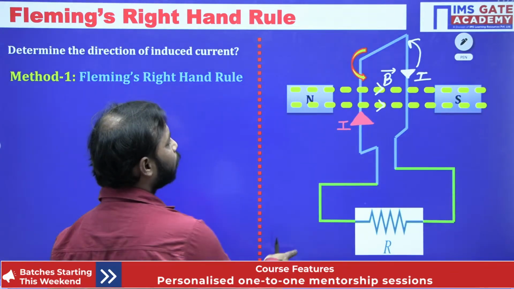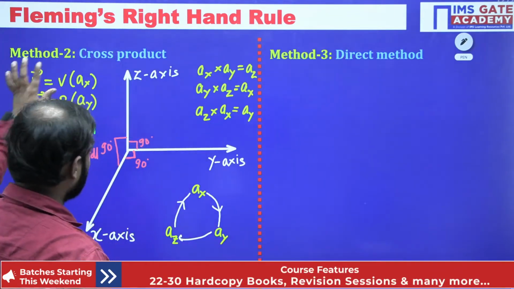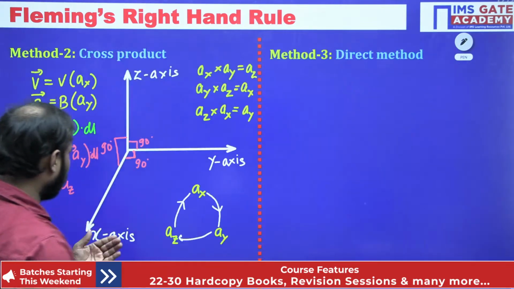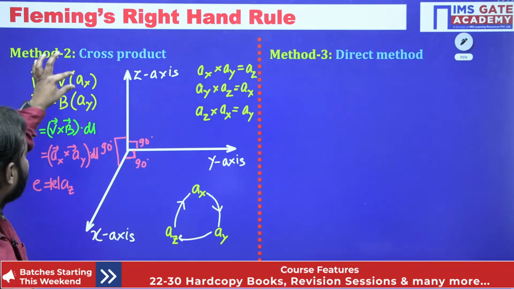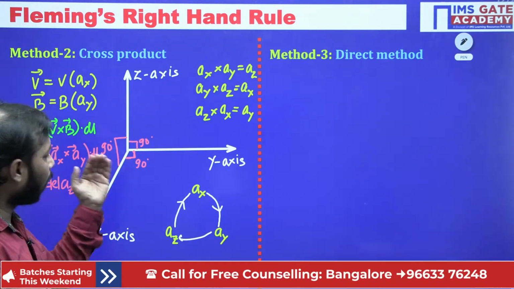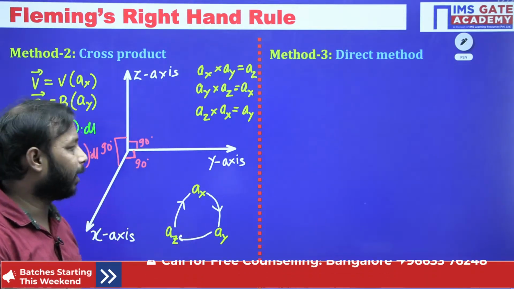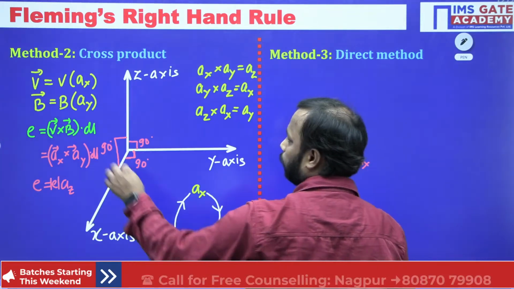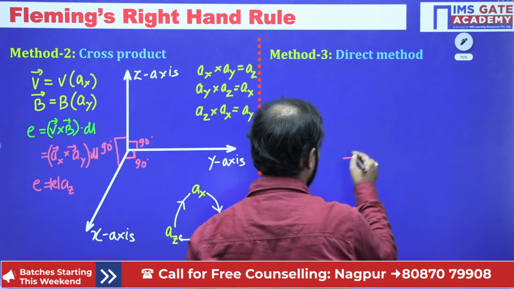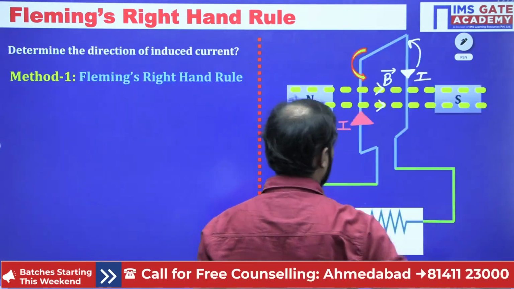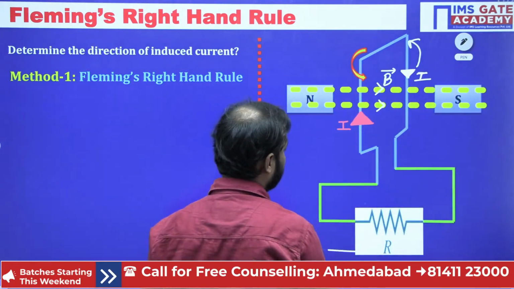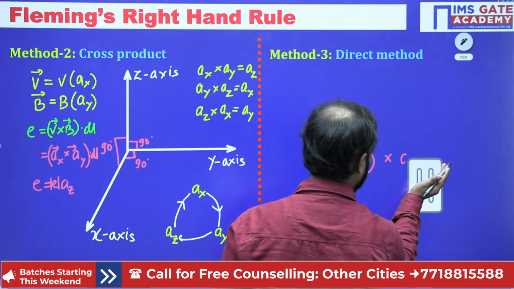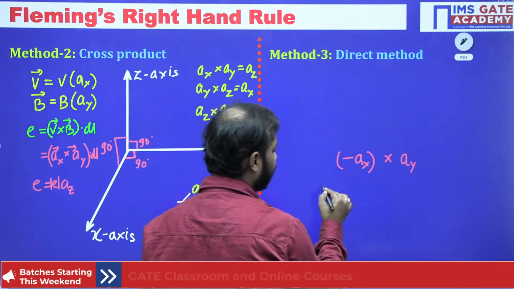Then we can also verify by method 2. Here velocity is inside. For the outward we have taken plus AX, so for inside we need to take minus AX. Let me prove it here. Minus AX for the velocity. EMF is V cross B, so minus AX into the magnetic field, which is in the same direction, that is AY. Let me take the minus outside.